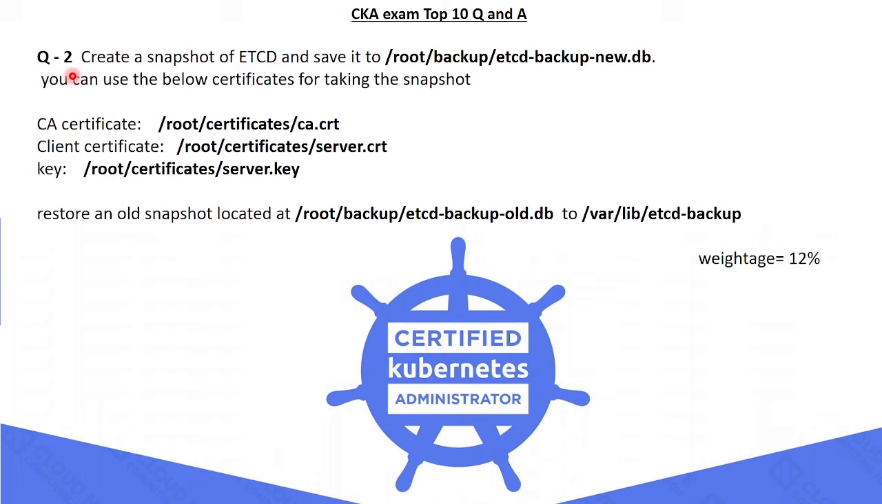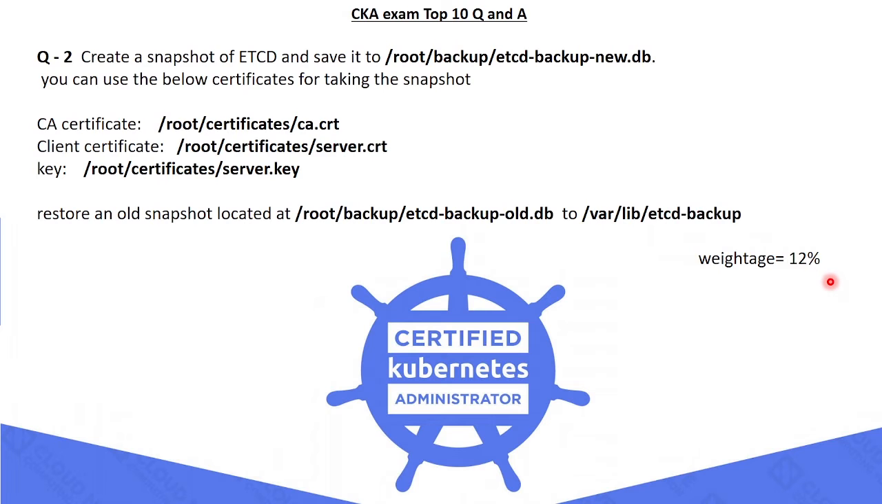The second question is: create a snapshot of etcd and save it to a particular location. The location and the backup name are mentioned here, and you can use the below certificates for that. After taking the backup, you have to restore an old backup that is stored in another location to the etcd backup folder. Please note, you have to restore the old backup, not the latest one. Once you have restored, you have to change the etcd pod volume mount path to the new path. The weightage of this question is 12%.